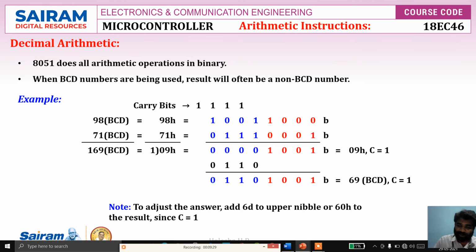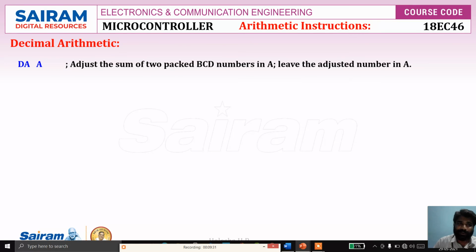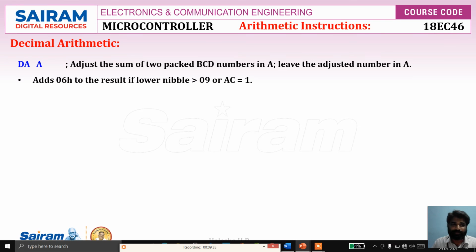Clear? So from these 4 examples we observe that this decimal adjust accumulator instruction adjusts the sum of two packed BCD numbers in A, and leaves the adjusted number in A only. That means it adds 06 to the result if the lower nibble is greater than 9 or the auxiliary carry flag is set to 1.